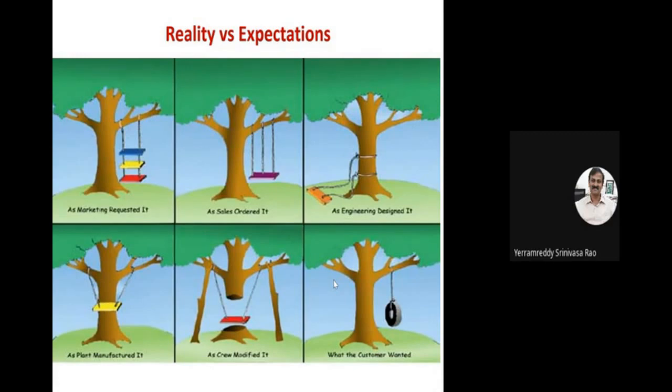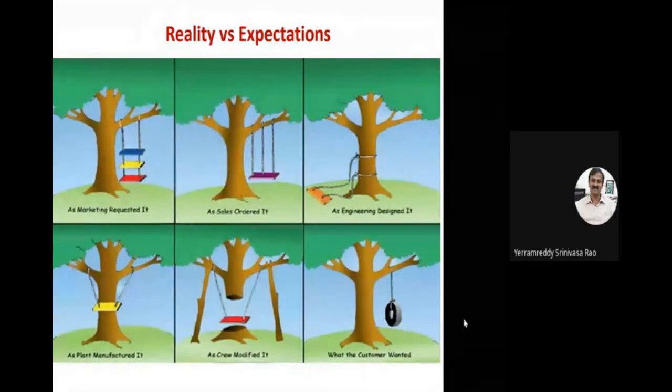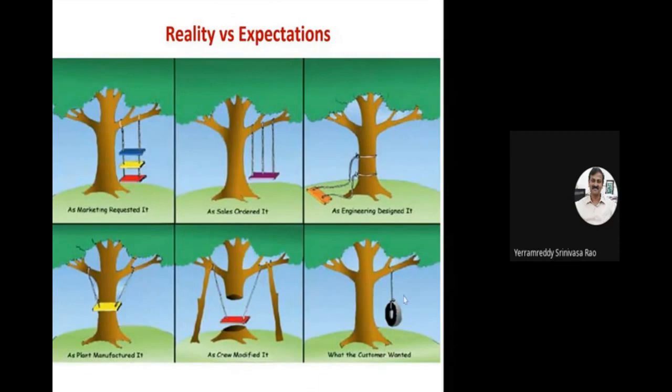We have seen, for example, this most popular slide. What the customer wants is a swing with a tire hanging from a tree. But how it is projected and made, you can see at different levels. Maybe the marketing fellow will project something else, the sales fellow something else, the designer will design something else, the manufacturing stage something else, and a modified version something else again. So this is the most common problem: what the customer wants versus what the manufacturer is making. This is reality versus expectations.